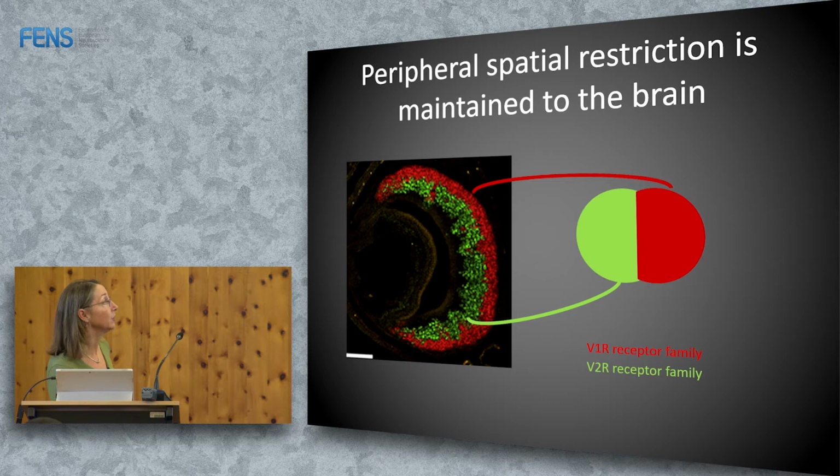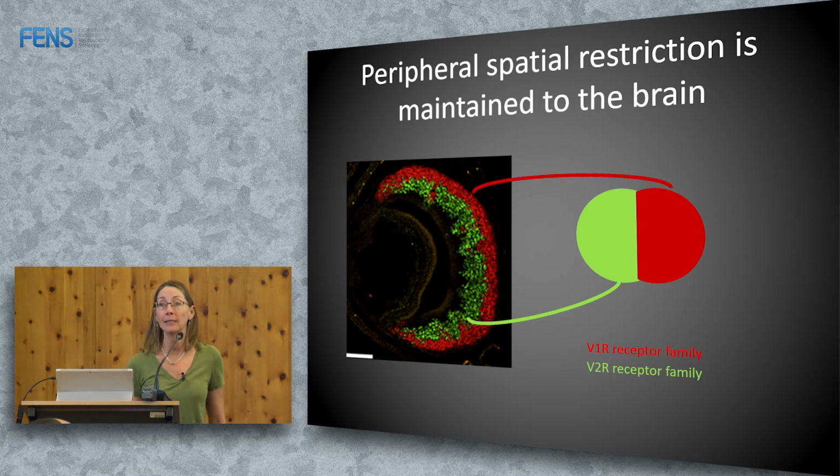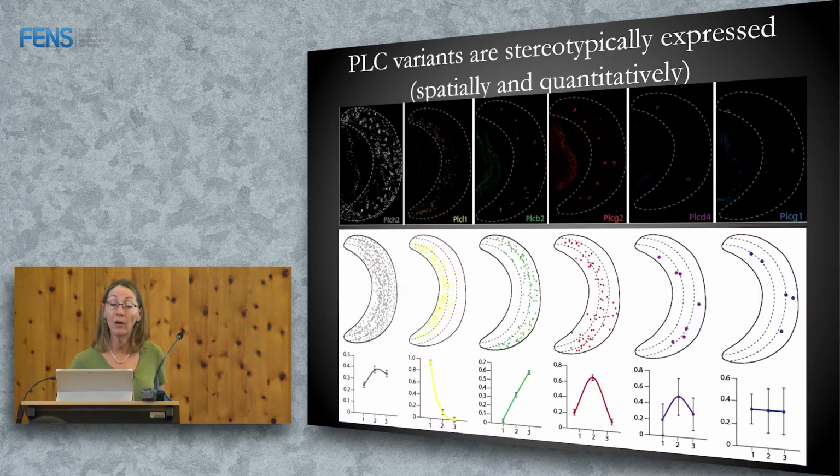This is all the accessory olfactory bulb, and the green ones here are going to one region, and the red ones here are going to another region. And we think that these are functional differences in their output and the types of behaviors and the types of ligands that they're coding for. And so we could look at the spatial representation of these PLCs, and we find that across this crescent moon, they do have restricted spatial distribution.